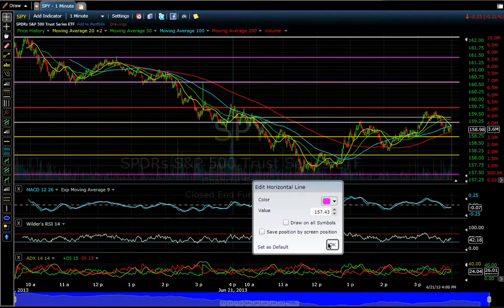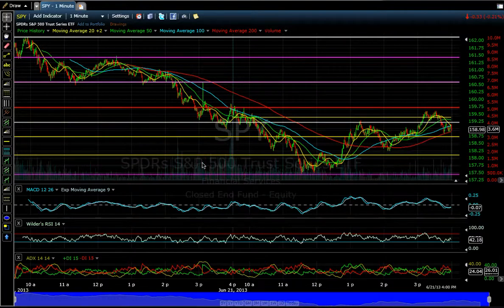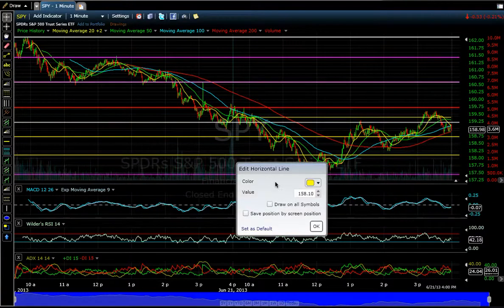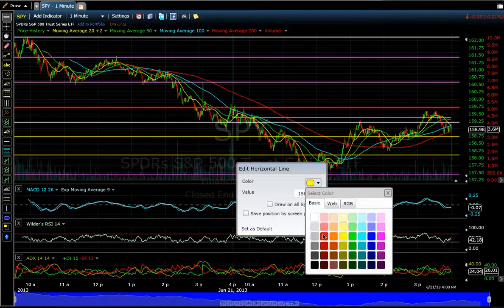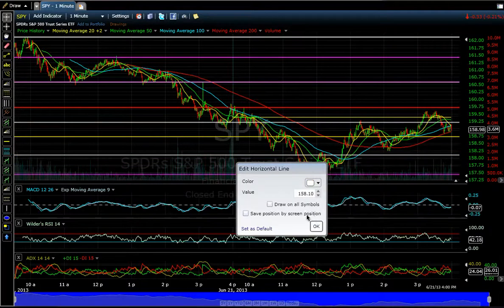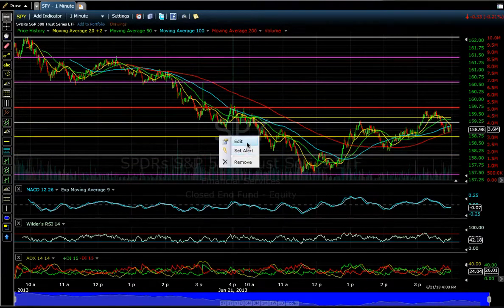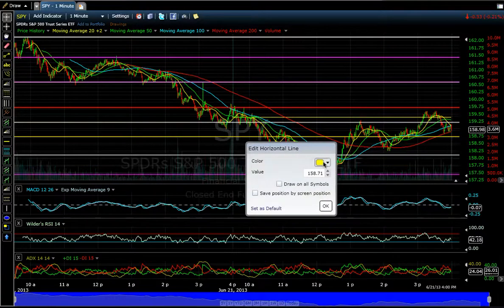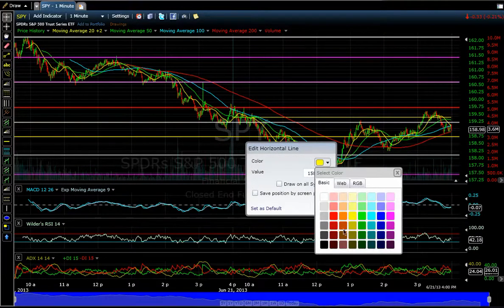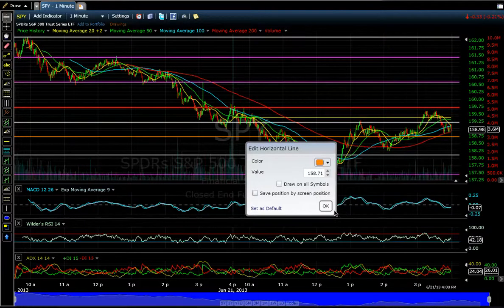This would actually be a white line. This would be a brown line. Now remember, you can color these charts however you please. You don't have to use my coloring system. My coloring system works for me. It may not work for anybody else.